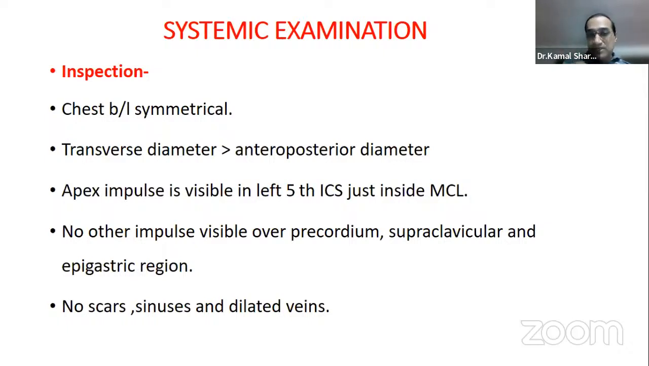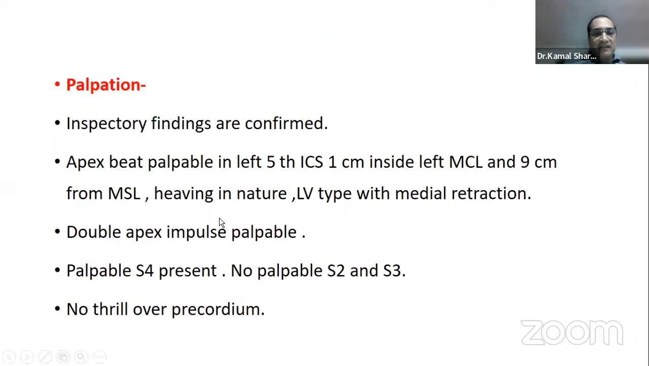Apex, where is it visible? So it's visible in left fifth intercostal space. A lot of times inspection and palpation is combined and spoken as one examination, which is also okay. The inspectory findings being confirmed on palpation. But if you go separate, even that is fine. No other pulsations and scars, because that's the only thing. Anyway, the pulsation has to be confirmed on palpation. So these findings are confirmed.